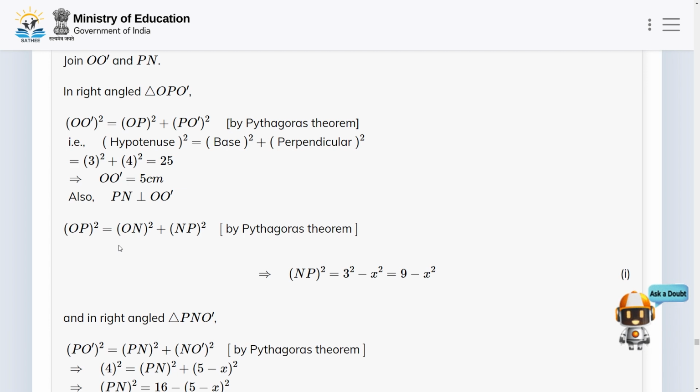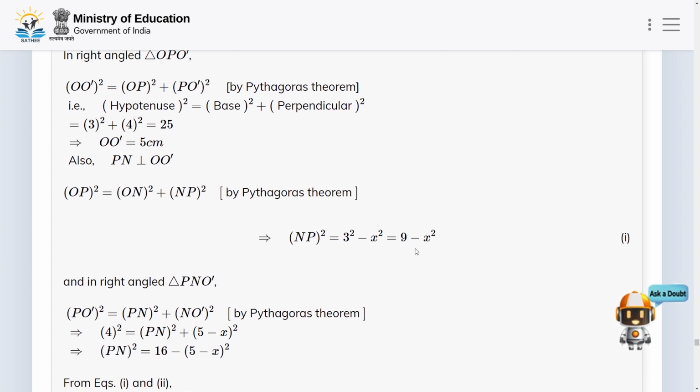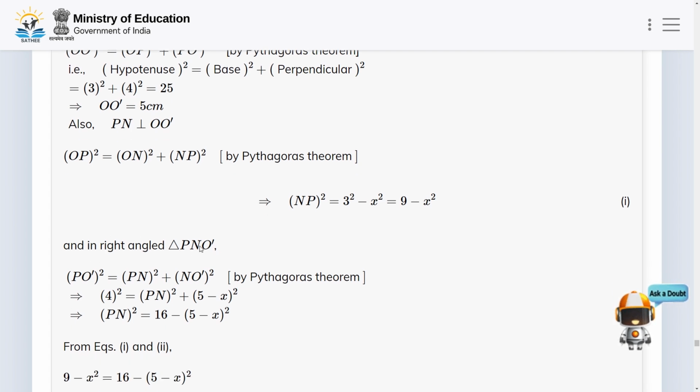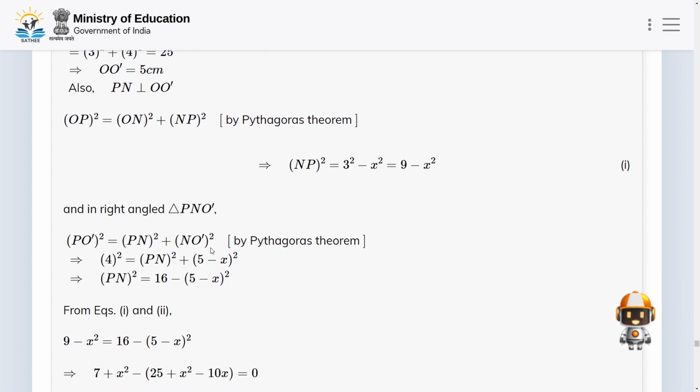Also PN is perpendicular to OO dash. By Pythagoras theorem, OP square is equal to ON square plus NP square, and it implies NP square is equal to 3 square minus x square, that is 9 minus x square. And in right angle triangle PNO dash, by Pythagoras theorem, PO dash square is equal to PN square plus NO dash square. That implies 4 square is equal to PN square plus (5 minus x) whole square. This implies PN square is equal to 16 minus (5 minus x) whole square.